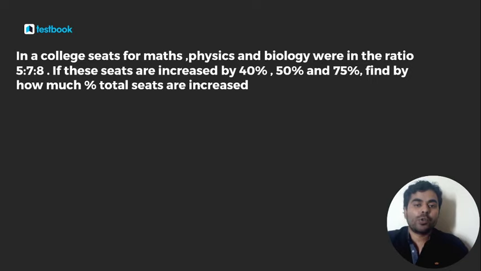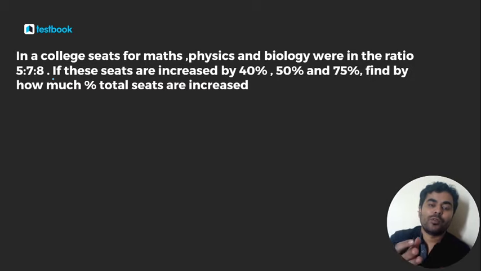Now I have included such types of questions in this session which have three components also. So this question is having three components, right? So just go through this question. In a college, seats for maths, physics and biology were in the ratio 5:7:8. Okay, there was a college in which we had maths seats, physics seats and biology seats, and the seats were in the ratio 5:7:8.